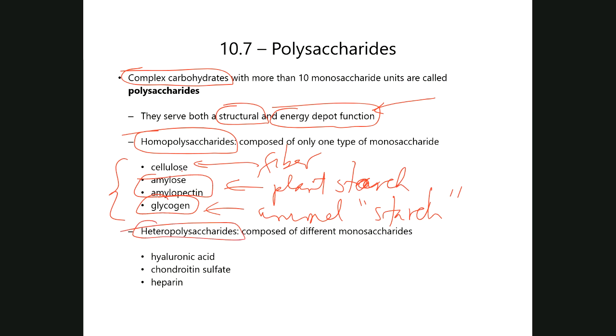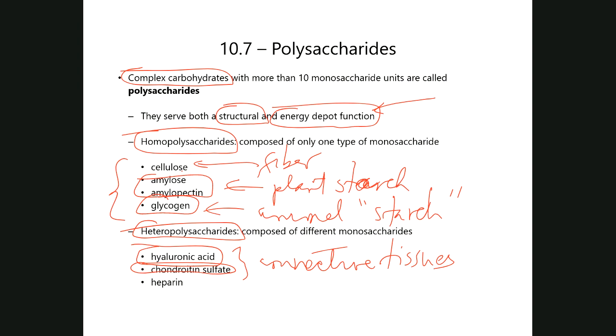And then there are the heteropolysaccharides. They're called hetero because they're heterogeneous. They contain more than one distinct monosaccharide scattered throughout the structure. We'll briefly mention hyaluronic acid and chondroitin sulfate. These are important in connective tissue, and all of our connective tissues contain different forms of these compounds.